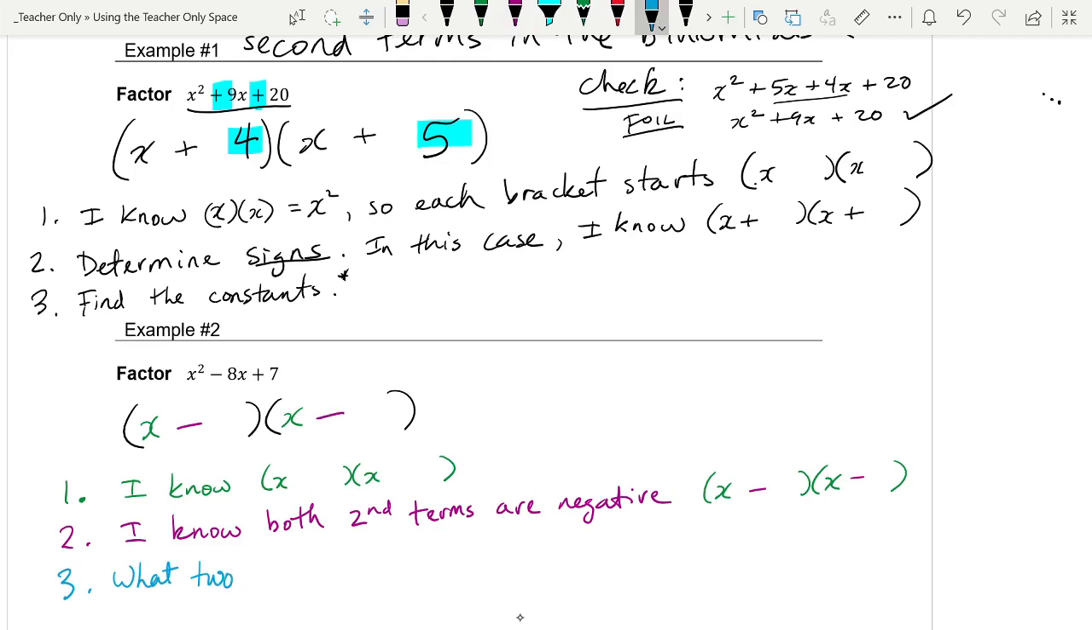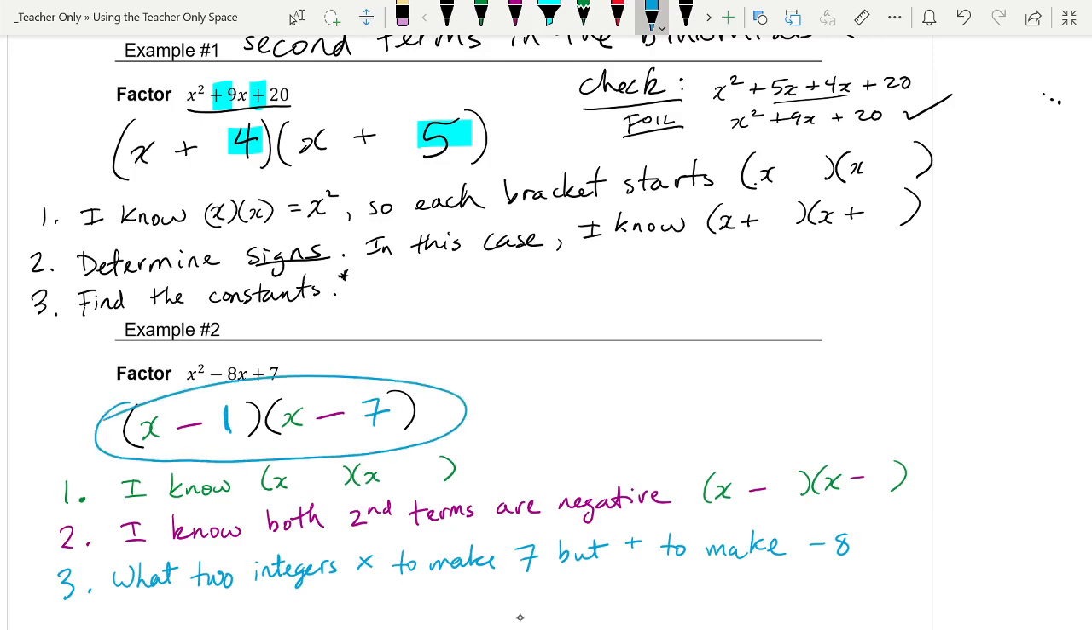what two integers multiply to make 7, but add to make -8? Now 7's a prime number, so there isn't a whole lot to choose from. It's got to be -1 and -7, so I know that I have a 1 and a 7 here. And that's my answer. And those three steps are the three logical things I did in my head to get that answer.